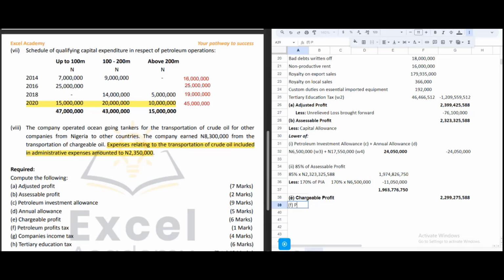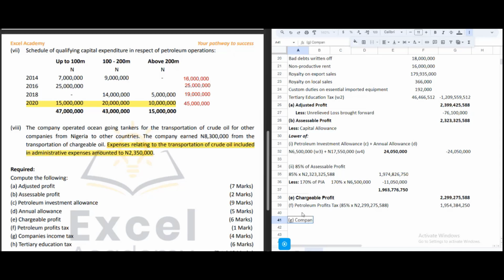F is saying that we should determine the petroleum profit tax. So the petroleum profit tax is 85% of the chargeable profit. That's how much? 1,954,384,250. Then we're asked to do the G.